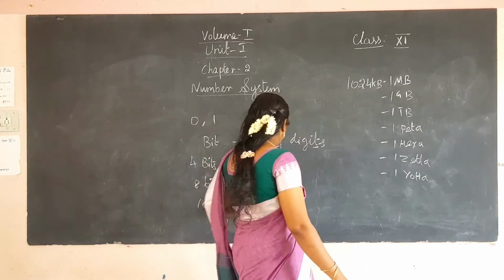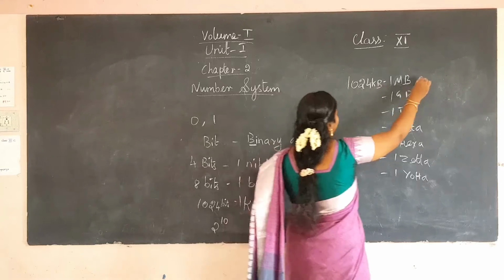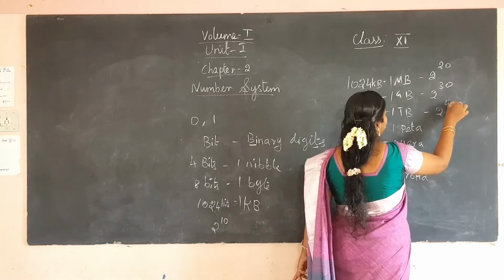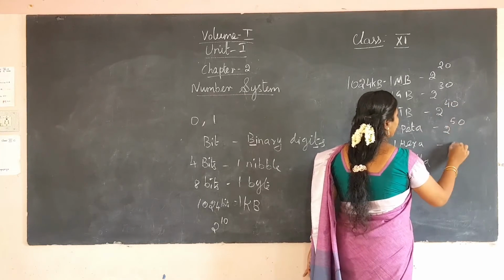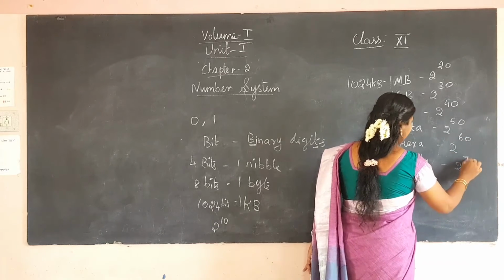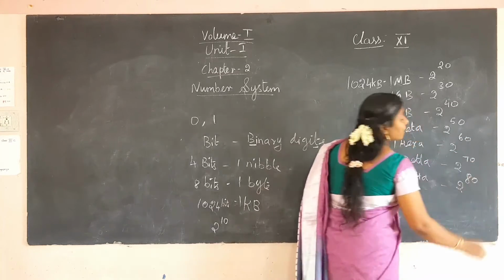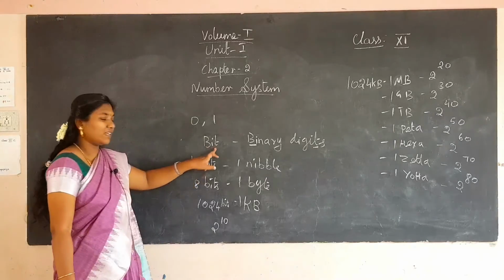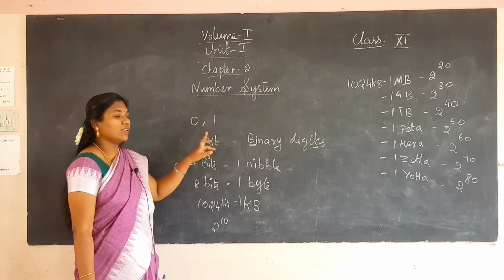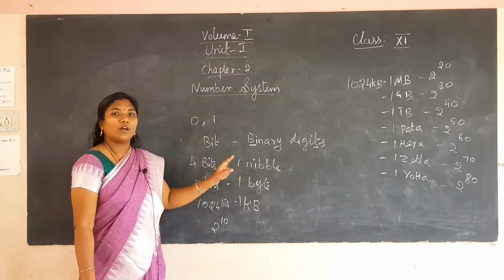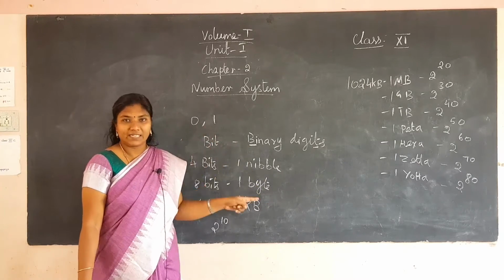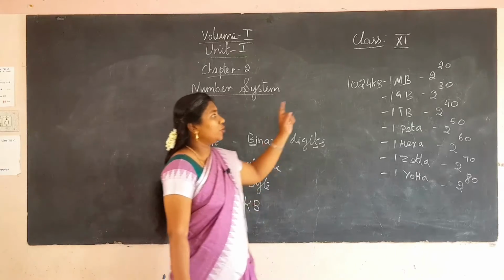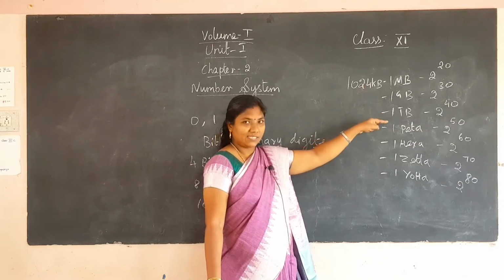So 2 power 10 is 1 kilobyte, megabyte is 2 power 20, gigabyte 2 power 30, terabyte 2 power 40, peta 2 power 50, exa 2 power 60, zetta 2 power 70, and yotta 2 power 80. These are all the measuring units. First, bit means binary digit, zeros and ones. 1 nibble is 4 bits, 1 byte is 8 bits, and 1024 bytes is 1 kilobyte, that is 2 power 10, then 2 power 20 is 1 megabyte, then gigabyte, terabyte.